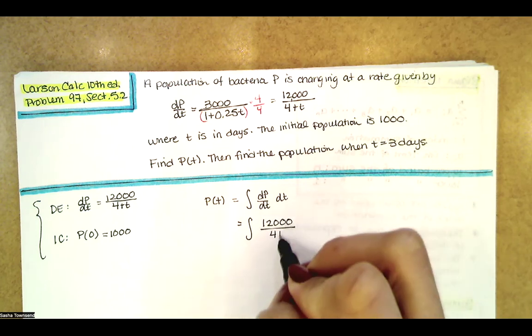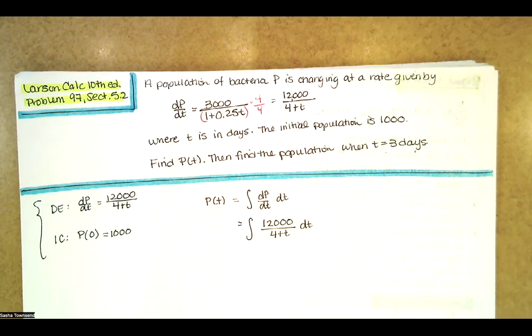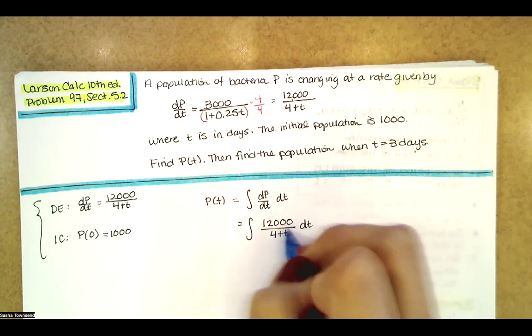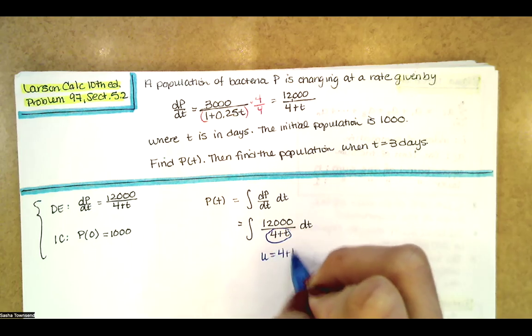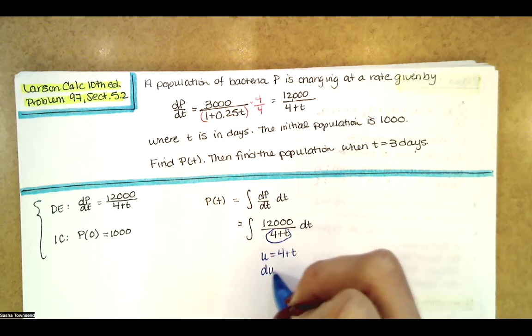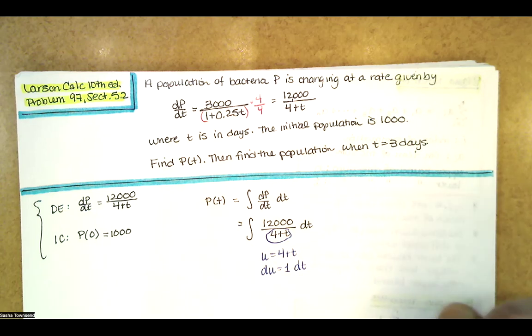divided by 4 plus t. You say, do I have a rule for that? No, not in its current form, but if I let u equal the denominator, I think we do have a rule for that. So we'll let u equal 4 plus t. We'll compute the derivative of u, which is 1 with respect to t. So du is 1 times dt.